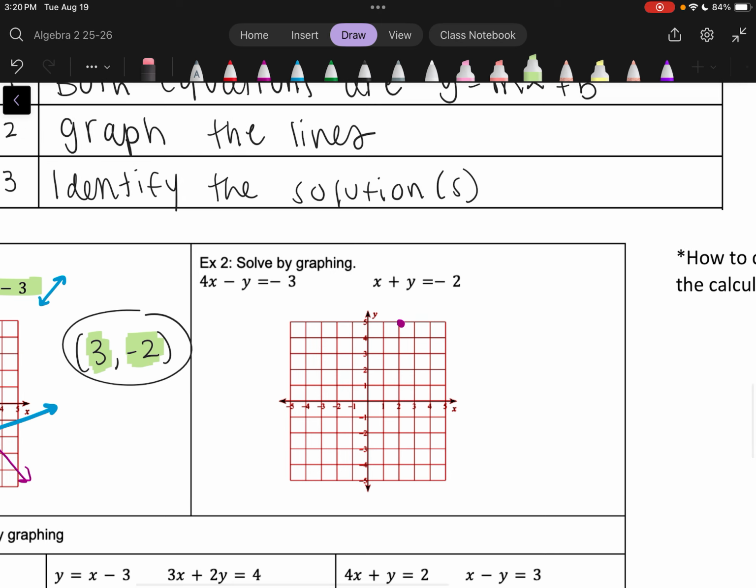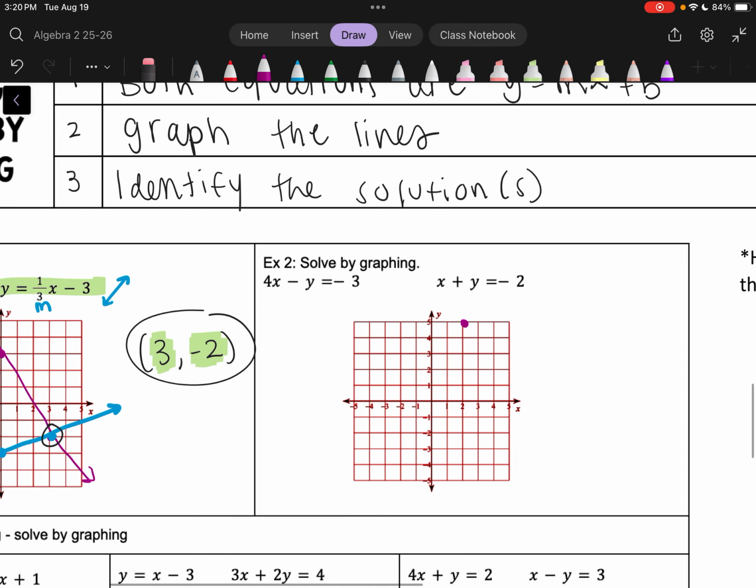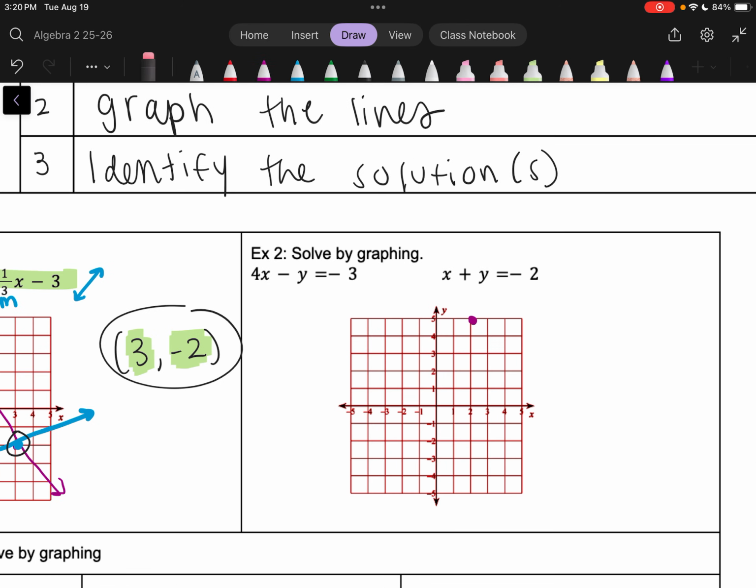Okay, number 2 is a little bit harder because these are not in y equals mx plus b form. So that's why we went ahead and worked on these while we were just graphing lines. So that first one, I need to get the negative y by itself. So I'm going to move the 4x to the other side. So I'm going to do the inverse operation.